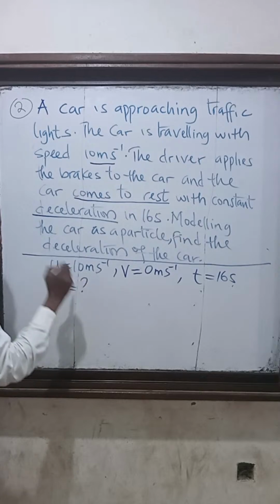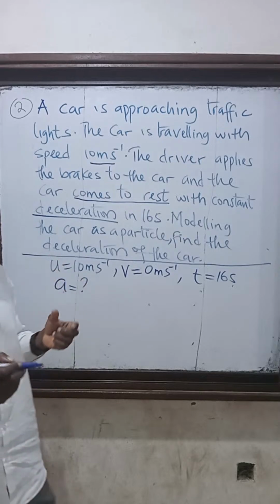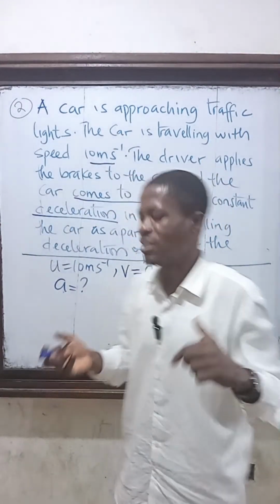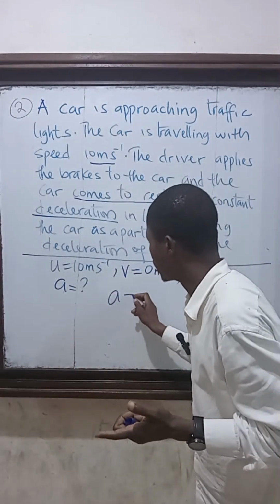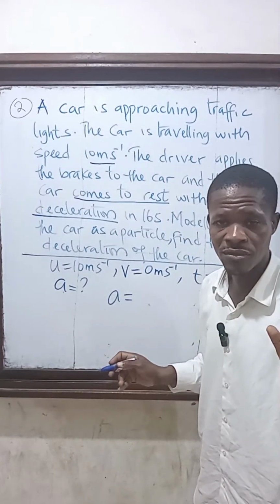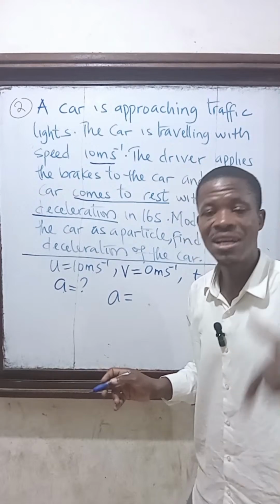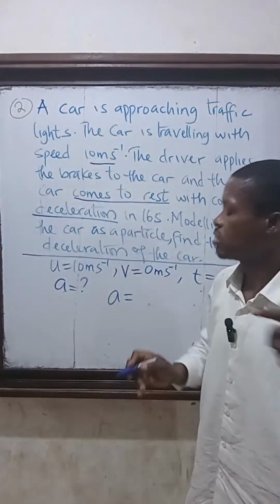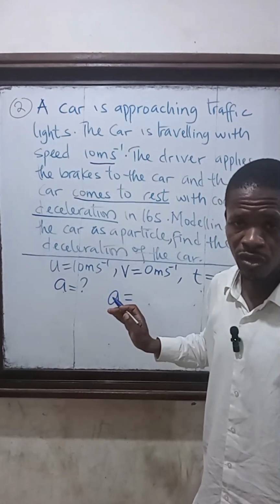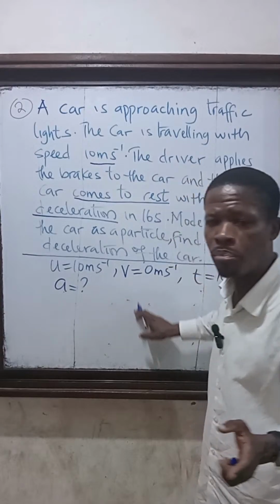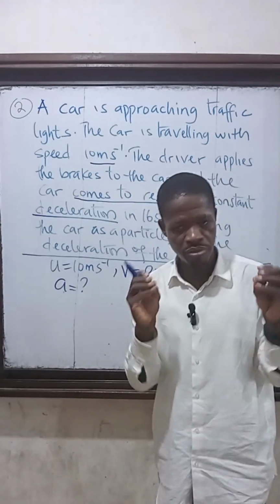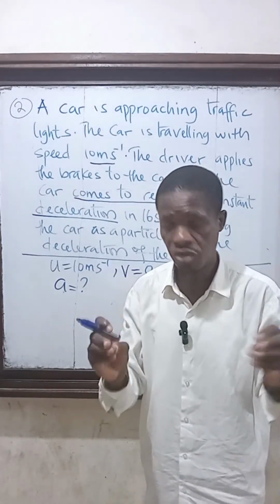Acceleration is what we are looking for, but we expect our value to be negative, because deceleration implies negative acceleration. Deceleration is what? A negative acceleration. So automatically our value for acceleration will be a negative value. Okay, so let's now look for the appropriate kinematic equations to use.